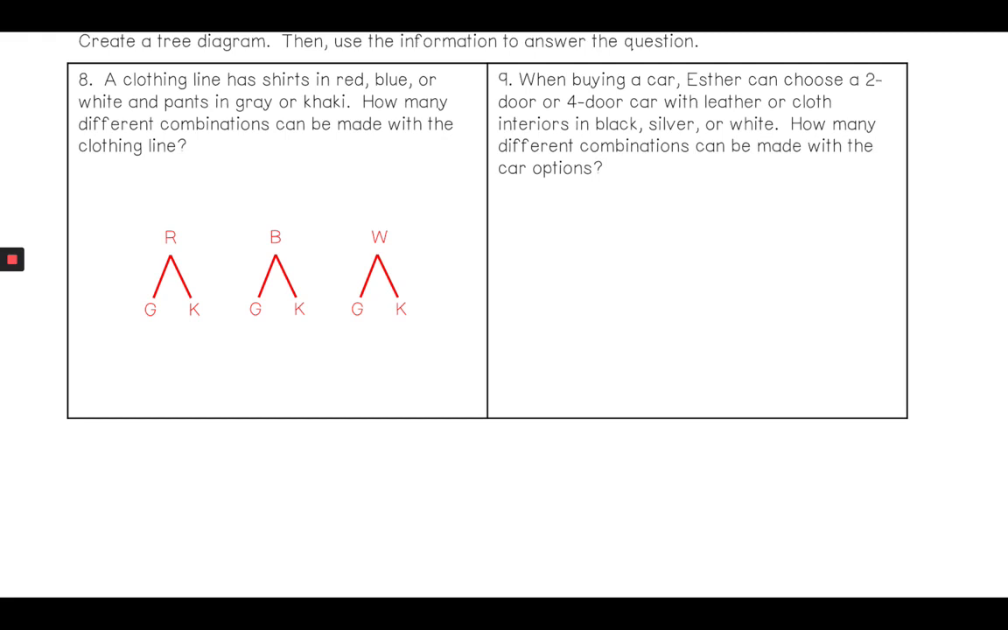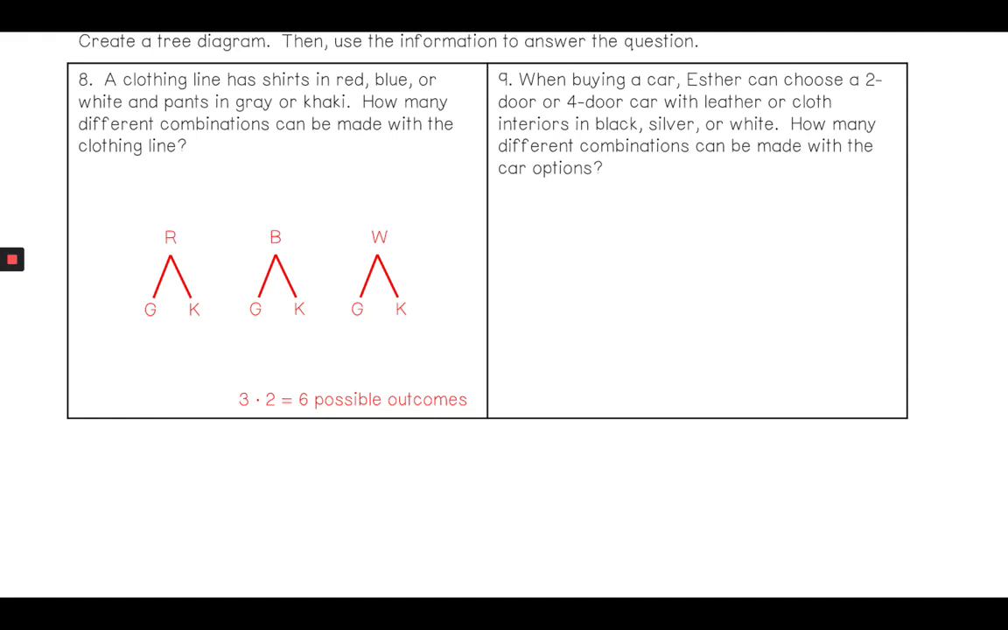There are 3 there, and it says there how many different combinations can be made. Well, that's 3 choices with 3 shirts and 2 pants, so that means we do 3 times 2 to give me 6 possible outcomes. This clothing line can only have 6 different outfits that are unique.